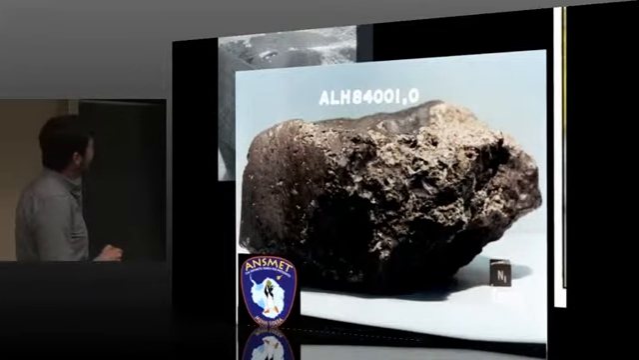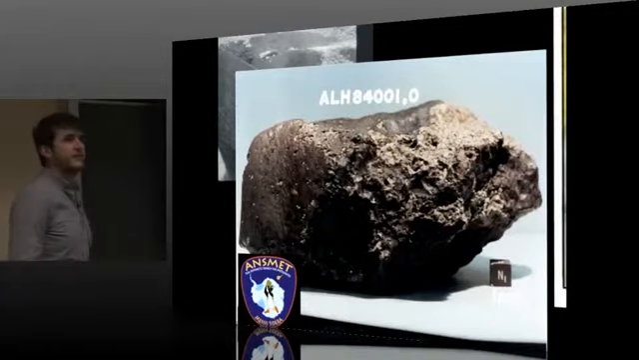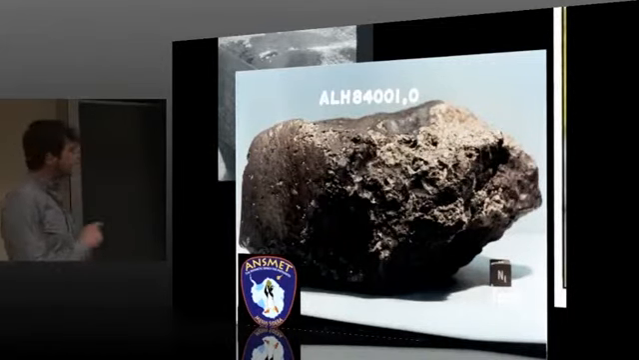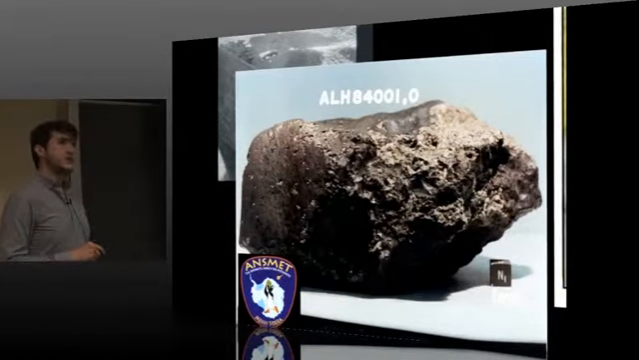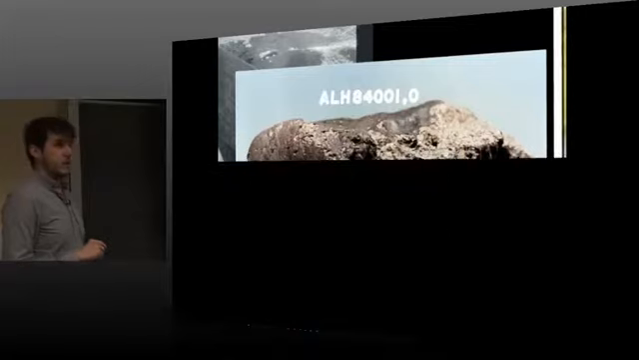So this was found in the Allen Hills region of Antarctica in 1984, and it was considered the first most interesting meteorite they found in that year, because inside this meteorite are trapped bubbles of gas which exactly match the composition of the Martian atmosphere. So this is a piece of Mars.